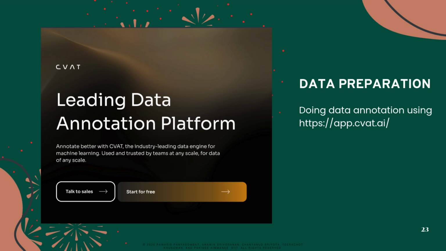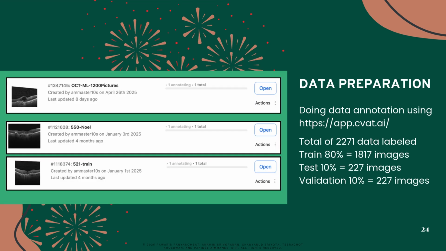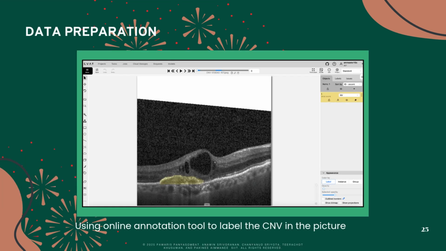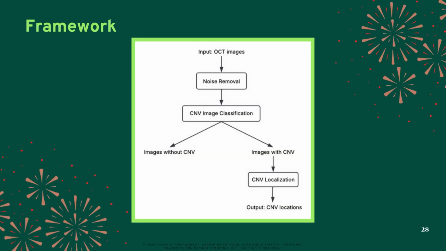Getting the data, we need to label it first. We use a tool called CVAT, which is open source and free. We have labeled a total of 2,231 images, split into 80-10-10 format for train, validation, and test. Here is the data preparation step, the labeling. So for the framework, we start with the input, noise removal, and image classification, yes or no. If yes, then we try to localize the area of the NV.